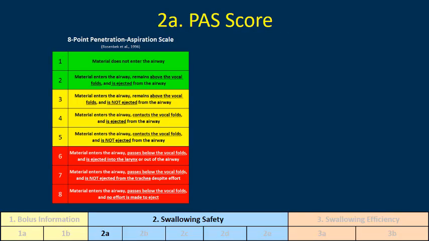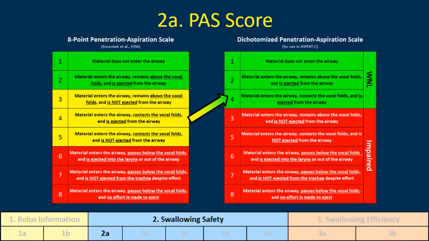Let's start by looking at the 8-point penetration aspiration scale that has become the standard way of describing the severity of aspiration. The scale can be broken down into different levels. At the top, the first 2 rows describe material that does not enter the airway at all, or that briefly enters the airway, but is then cleared. These levels are seen in healthy swallowing.